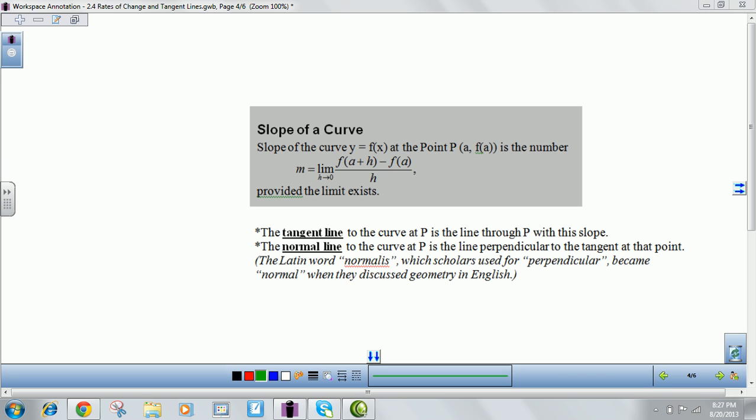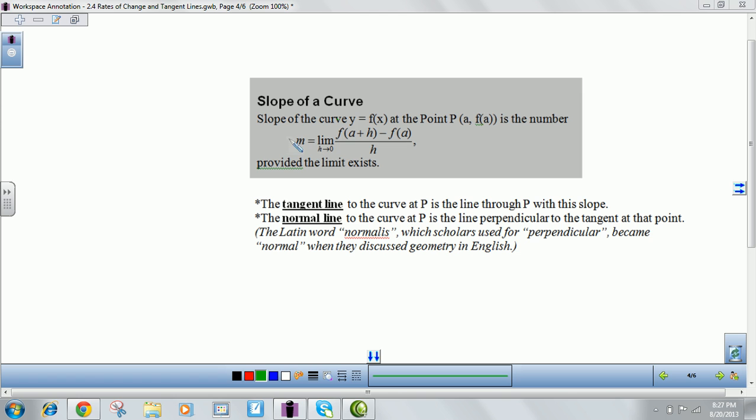Okay, so hold on to your seats. This is the second part of these videos, talking about the definition of the slope. So first of all, here is the algebraic definition of the slope of a curve using calculus. It's in terms of limits, which we already learned.